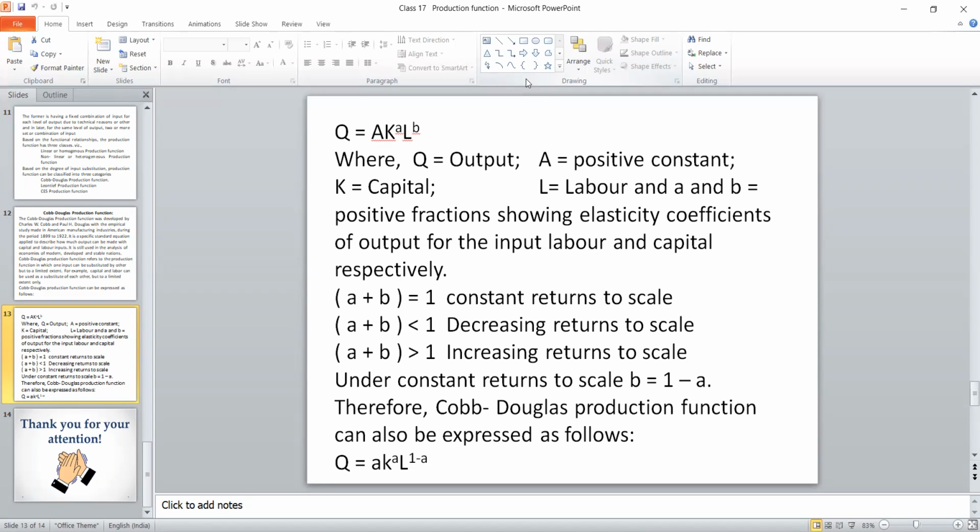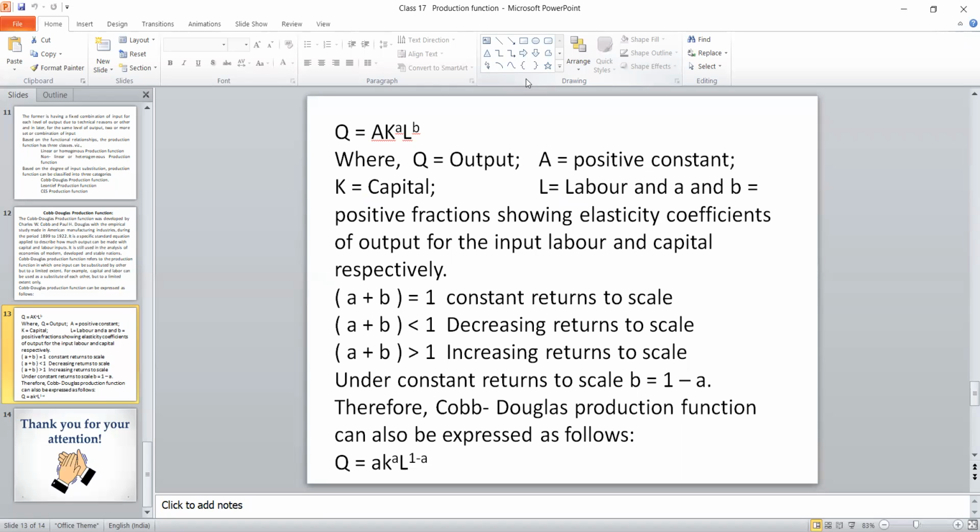There are three different returns to scale available. Suppose these two add up to 1, then it is called constant returns to scale. Suppose it is less than 1, we have to say it is decreasing returns to scale. Suppose it is more than 1, then the output from the input is more than proportion. In the second case, the output is less than proportion. That is why there are three different forms in the Cobb-Douglas production function. One is the constant return to scale. Normally, this one they will ask. If they ask constant elasticity, it is nothing but a plus b equal to 1.